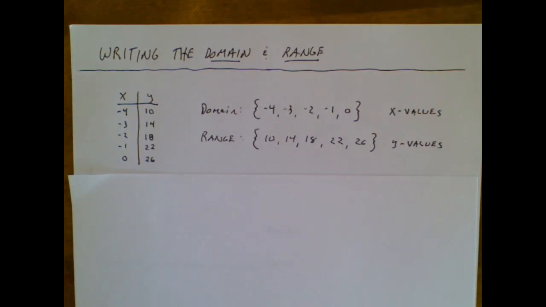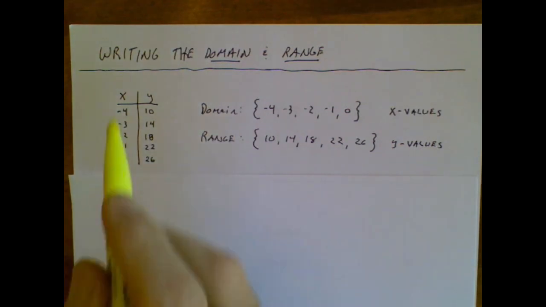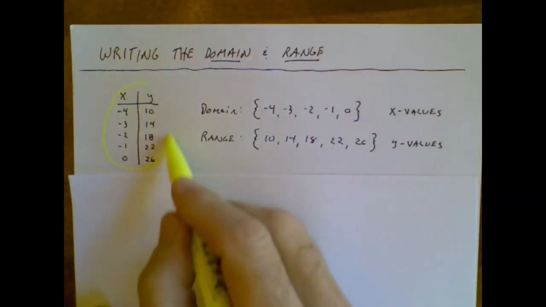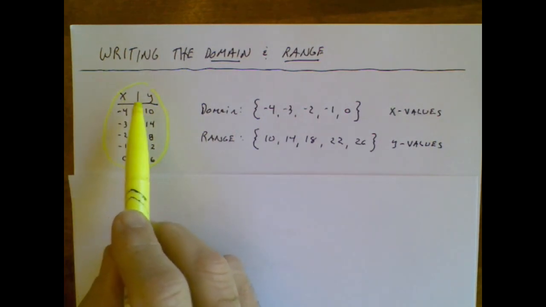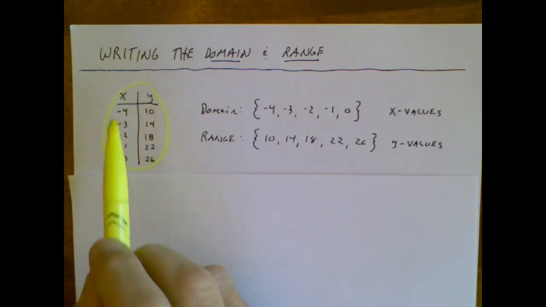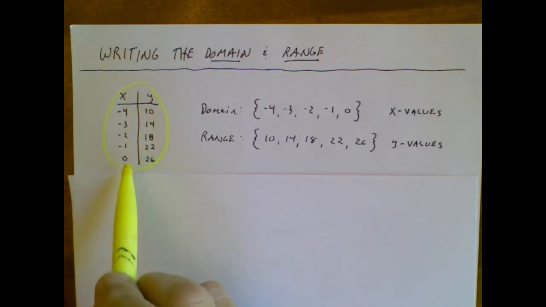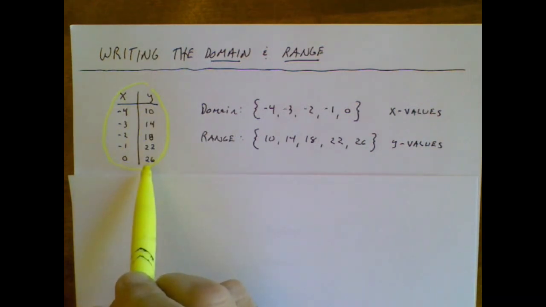We're going to take a look at writing or listing the domain and range for different functions. We're going to start with something you're probably familiar with. Here's a nice old table, and you know that we call this X, Y, but we could call this input and then output. And of course, we could call this the domain, and we could call this the range.